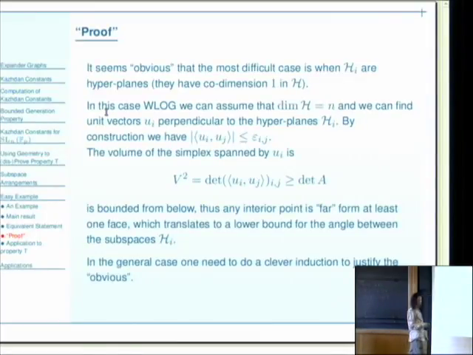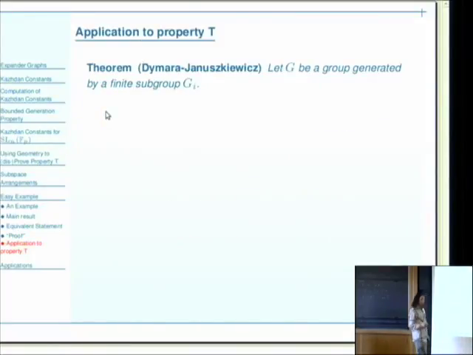Okay. In fact, it makes sense, with hindsight, to define the angle between many subspaces as the minimum determinant over all choices of one vector from each. This is equivalent to my definition. Okay, so what's the application?